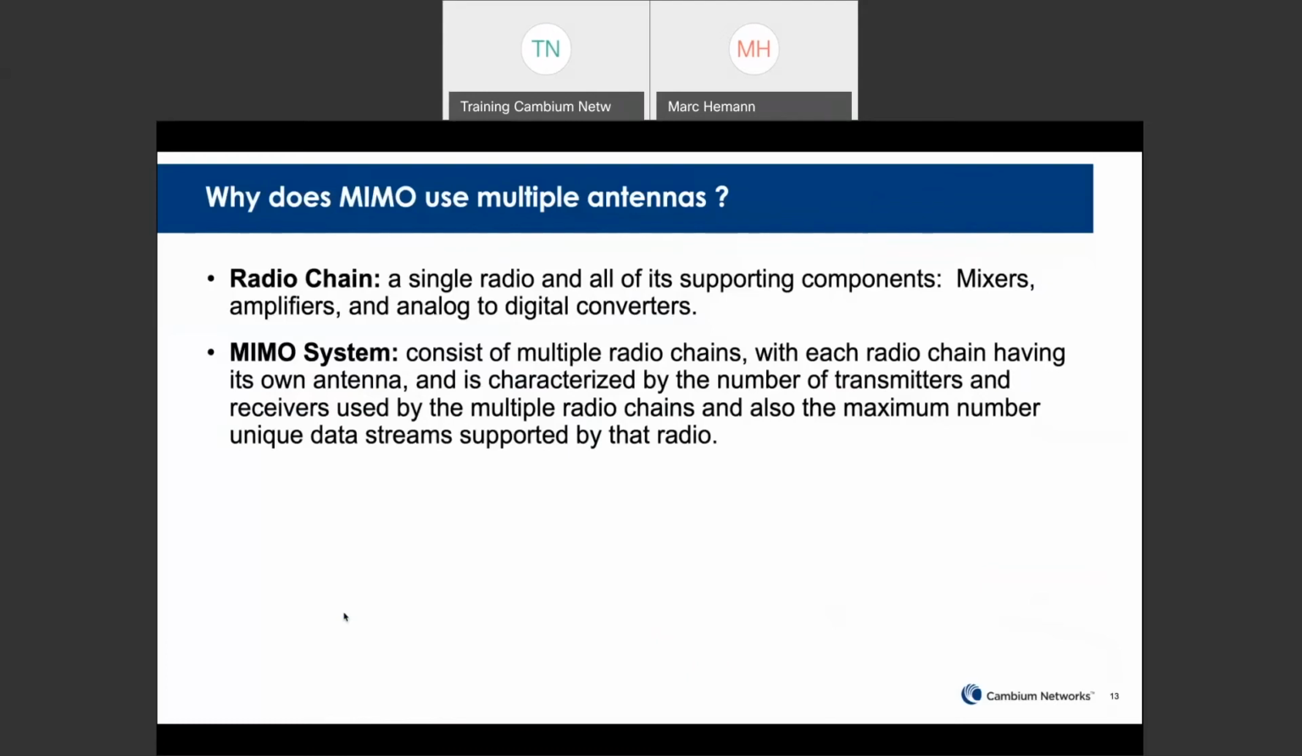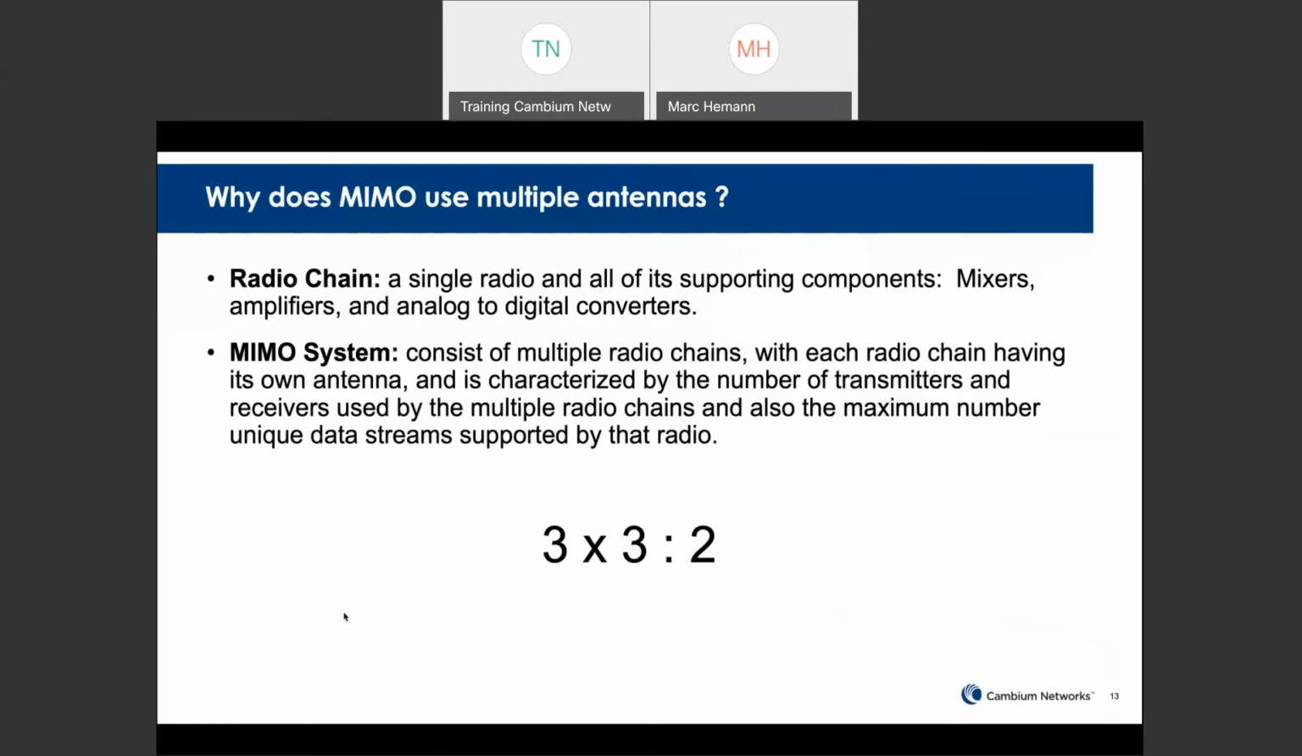For example, a 2x3x2 radio system would consist of 3 radio chains with 2 transmitters and 3 receivers and supporting a maximum of 2 unique data streams. A 3x3x3 system would use 3 radio chains with 3 transmitters and 3 receivers and supporting a maximum of 3 unique data streams. A 3x3x2 system would use 3 radio chains with 3 transmitters and 3 receivers and supports a maximum of 2 unique data streams.